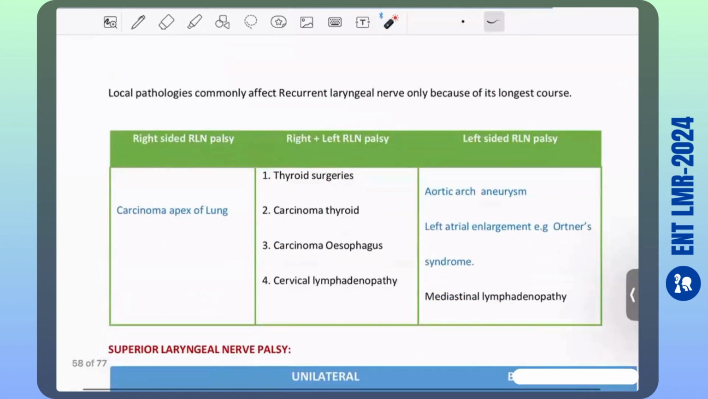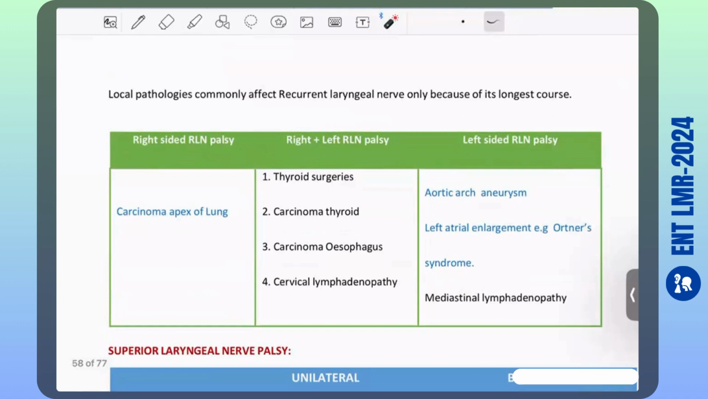The important thing is if it is both-side recurrent laryngeal nerve palsy, it could be a thyroid surgery, carcinoma thyroid. Carcinoma is a regular cause. It's easy to remember. If it is only left-sided, there will be different causes, and right-sided causes are different. It may be an aortic arch aneurysm because it is adjacent to the aortic arch, left atrial enlargement because it is adjacent to the left atrium, Ortner's syndrome, or mediastinal lymphadenopathy. Only left-sided palsy, these are the causes. Only right-sided palsy, carcinoma upper thorax is the cause. Both sides can happen.